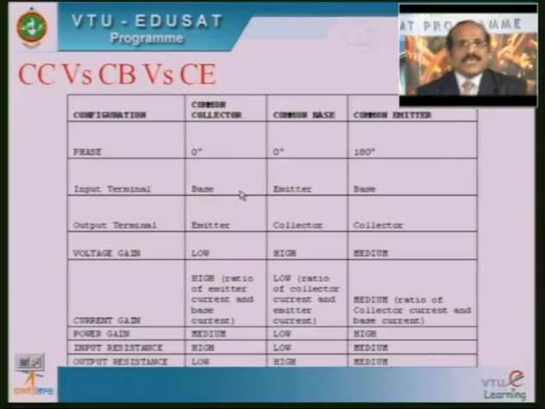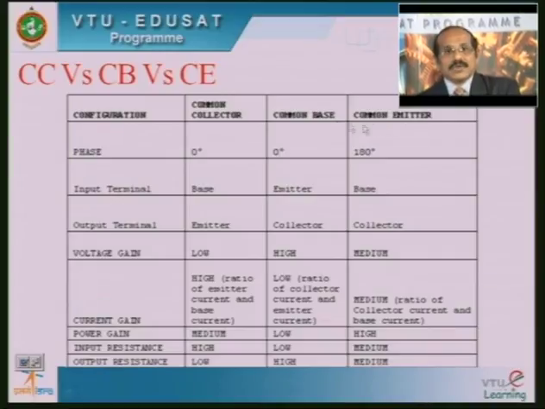If you compare these three configurations, that is common collector, common base, and common emitter, these are the few differences. One is the phase relation between the input and output. In common emitter, we get a 180 degree phase shift between input and output, whereas in both common collector and common base it is 0 degree, that means there is no phase shift. In common collector, the input terminal is base. In common base, it is emitter. In common emitter, it is base.